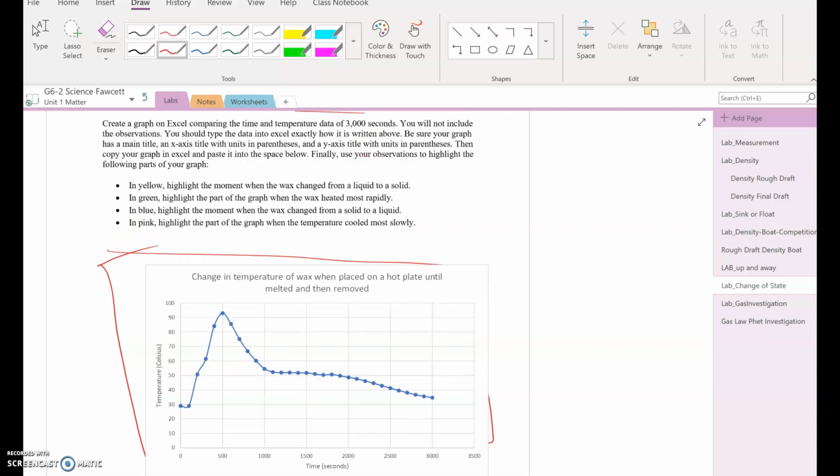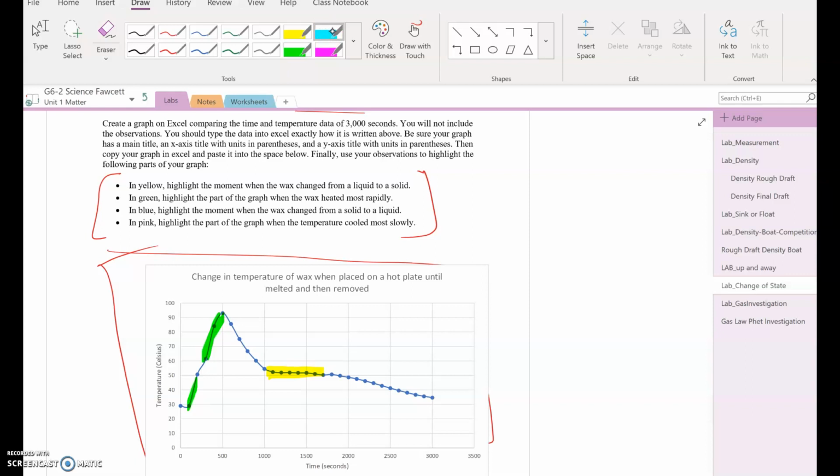So once you copy and paste your graph from Excel into this page in OneNote, then you want to make sure that you follow these instructions highlighting the appropriate places on the graph. So the yellow highlighting would be when it's changing from a liquid to a solid. It should line up right here where it leveled off. The green part of the graph would be when it was heating most rapidly, which should be here when it was already a liquid, and you might also have a similar spike up at the beginning part as well, depending on how hot your water was.